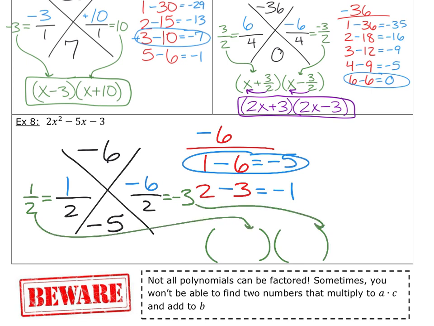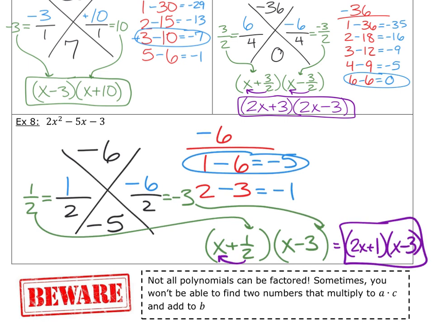This is x plus 1/2 and x minus 3. But I can't leave my answer like that. Final answers, what do I do? Swing it forward. Which means my actual final answer here would be 2x plus 1, close parentheses, open parentheses, x minus 3.